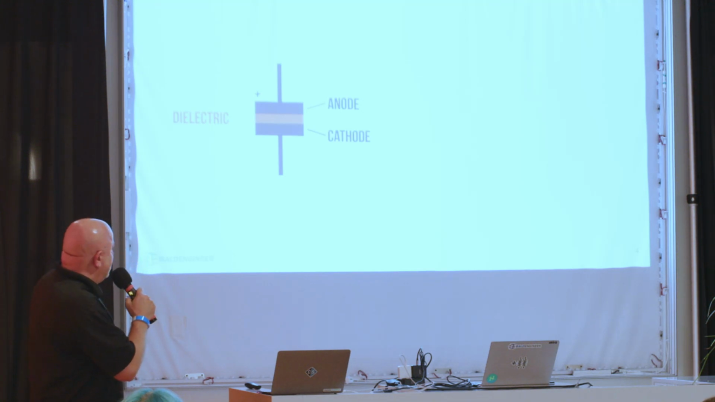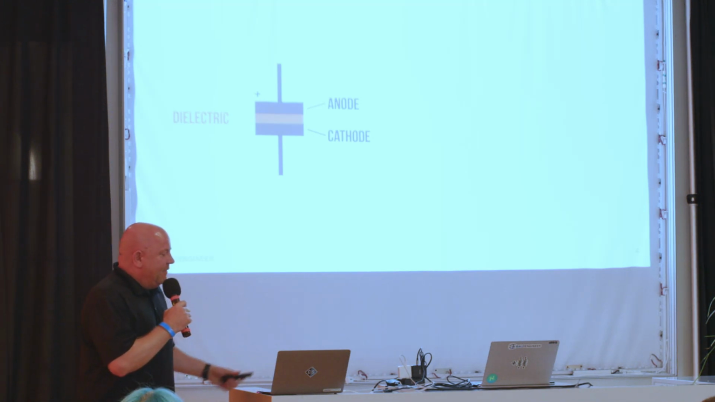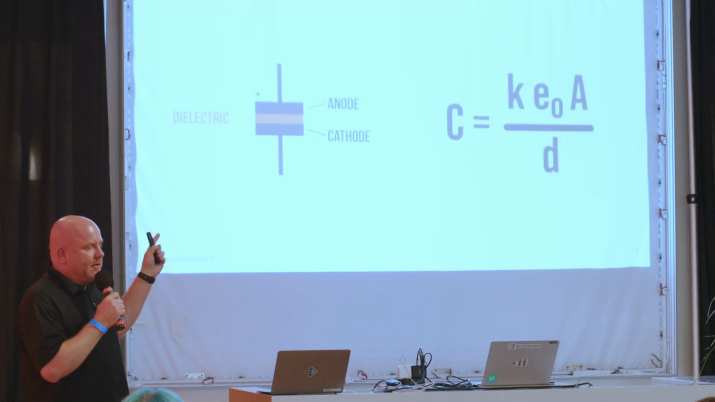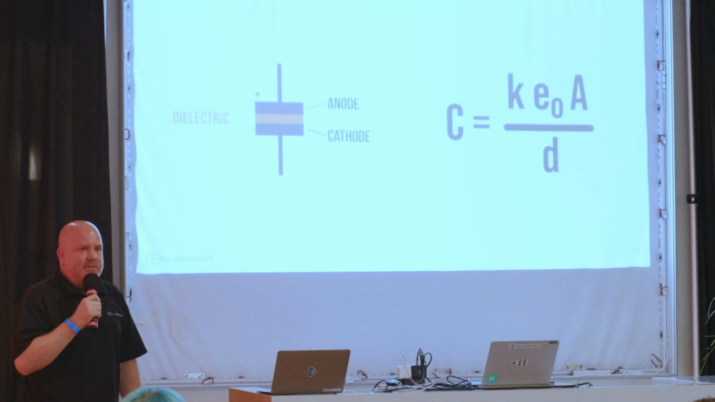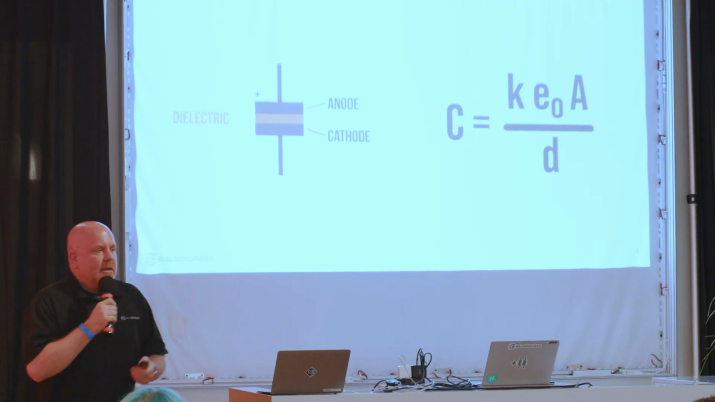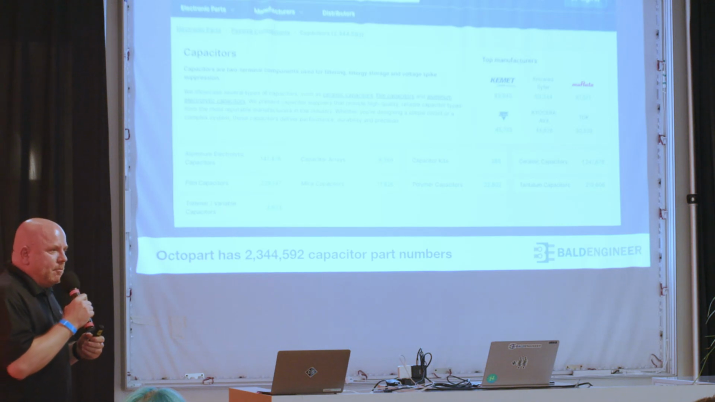It seems like it's just two conductive terminals separated by a dielectric material. And if you know the dielectric constant, or the permittivity more correctly, of that dielectric material, the surface area of those electrodes, and the distance between them, you'll know the amount of capacitance that device has. However, as you've probably noticed, knowing the amount of capacitance you need is not enough to choose a capacitor.